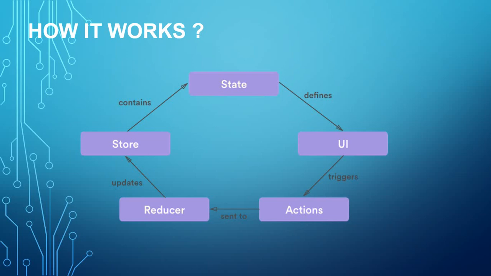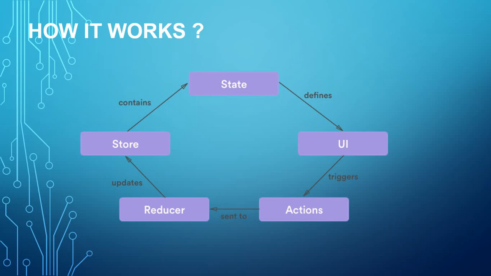So the reducer listens for actions. When it hears that an action has been sent to it, it updates the state. It looks into this action and goes and updates the store. The reducer is the only one who can make an update to the store data, and we can't make an update directly from the UI component, and that is the trick.